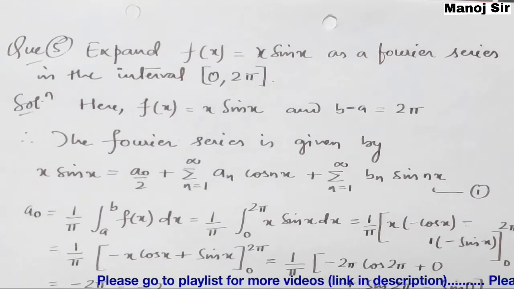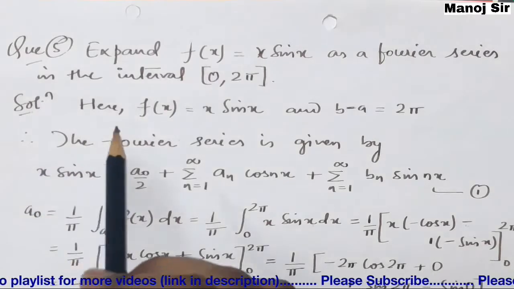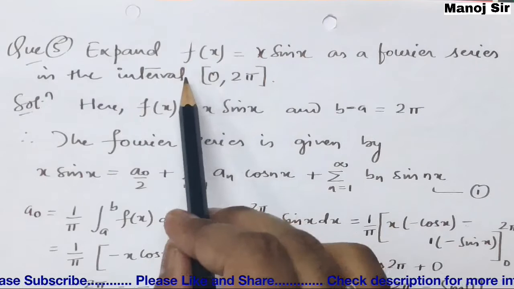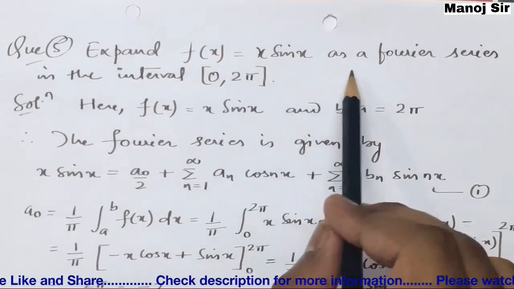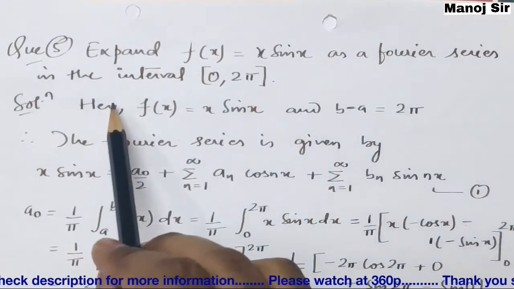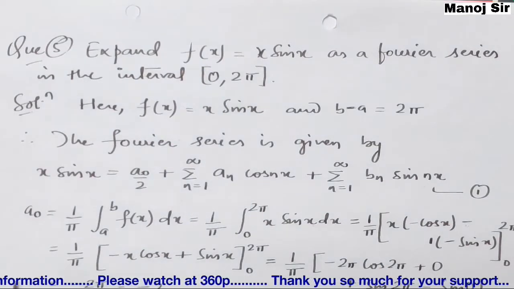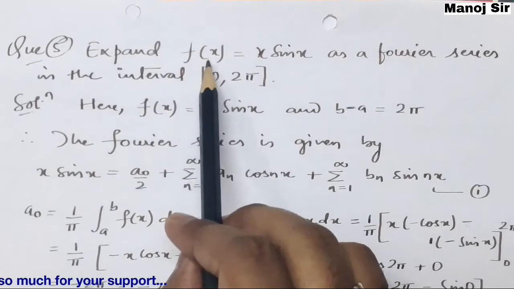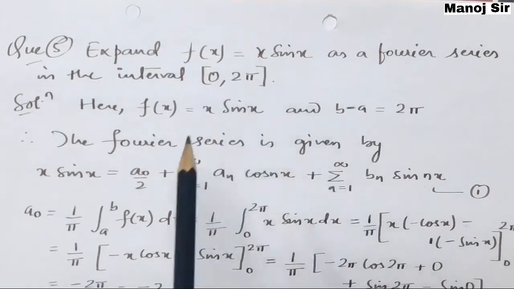So let us start with this problem, question 5, which says: expand f of x equals x sin x as a Fourier series in the interval 0 to 2 pi. Okay, the interval is given as 0 to 2 pi and the function f of x is given as x into sin x.